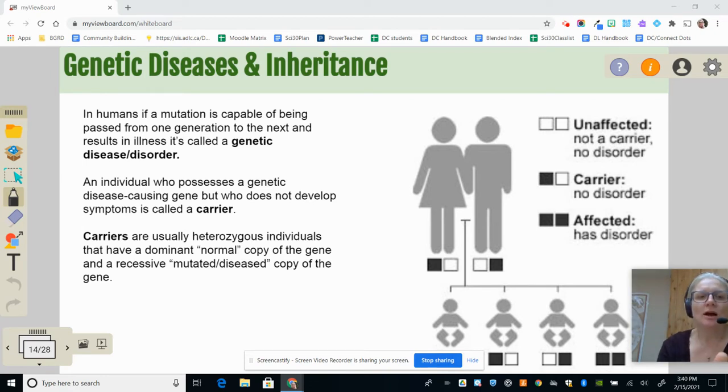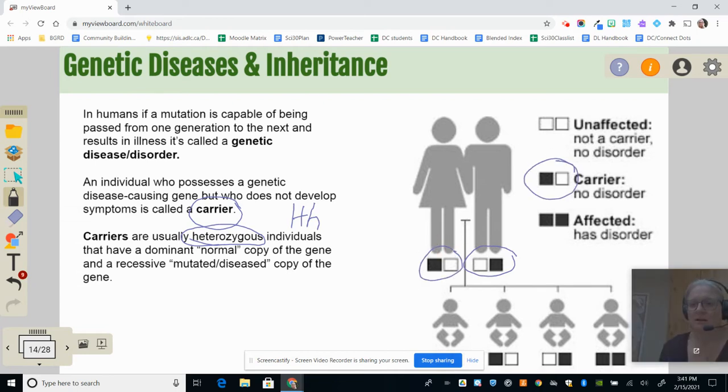If you are an individual who possesses the genetic disease but does not develop symptoms, remember, those are called carriers. And remember, carriers are heterozygous, right? They're going to have the normal, let's say H, and also the recessive, a copy of that gene or allele. So carriers are going to pass on that. In this diagram, there's just a picture of what the carrier is going to look like, and this individual here is going to be affected and have the disorder.